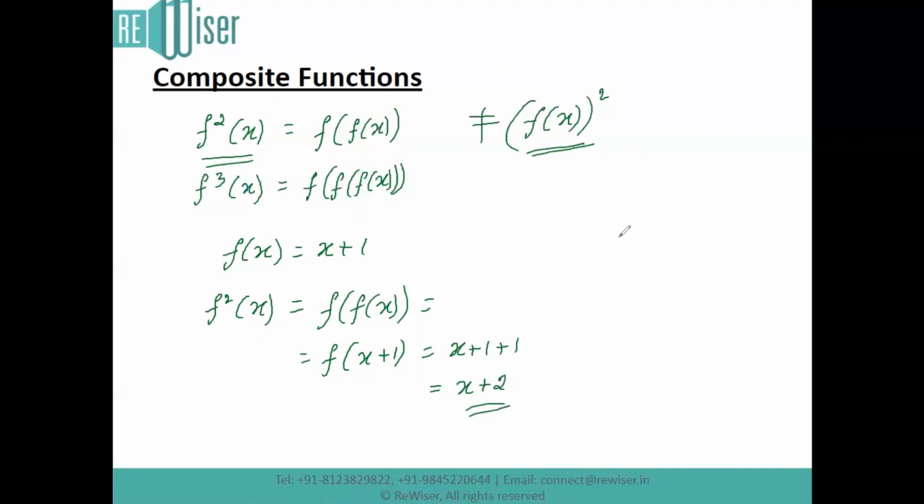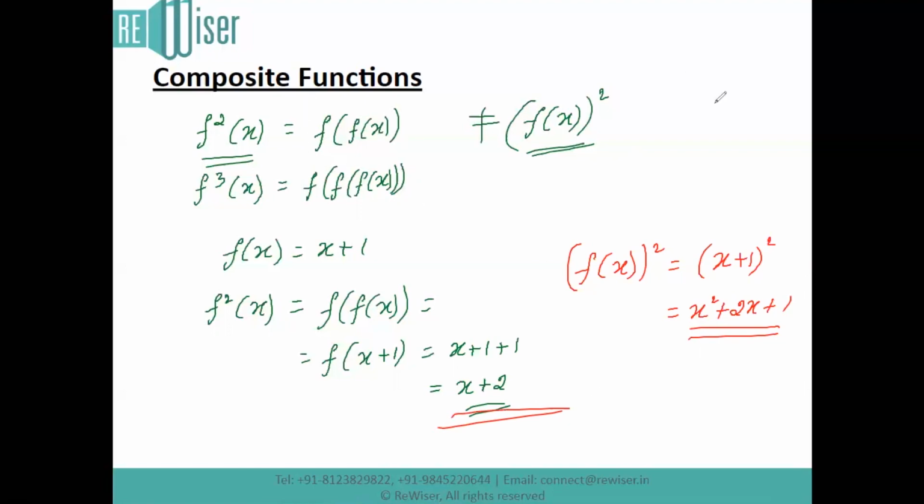Now if I talk about finding f of x whole square, f of x is x plus 1, so it is x plus 1 whole square, and x plus 1 whole square is nothing but x square plus 2x plus 1. As we can see very clearly, these two are not the same. So this is the key point to understand in a composite function.